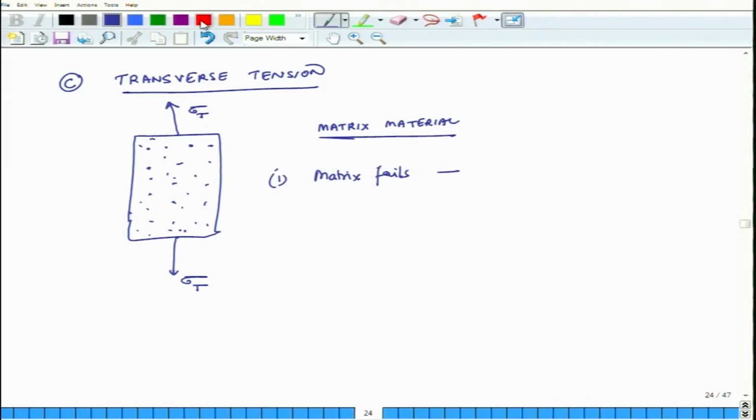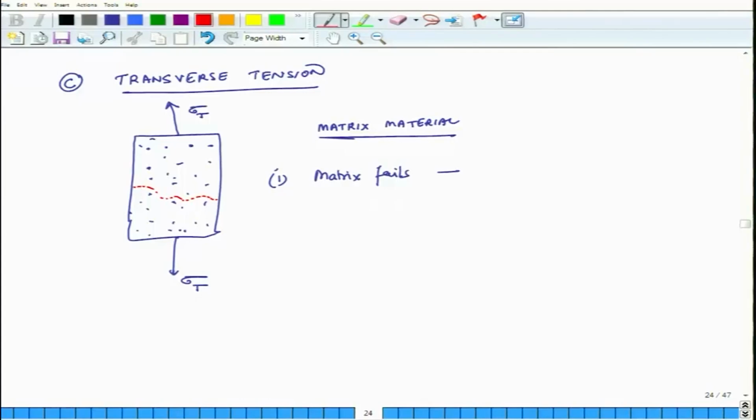So, when the matrix fails, what could happen? Just the matrix is failing, so this could be the surface along which the failure happens. So, no damage is happening to any fiber or the interface of the material. Now, this will be true if the bonding between the fiber and the matrix is really strong and the number of fibers is not extremely large, then this failure surface can pass through the entire thickness of the sample without running into a fiber.